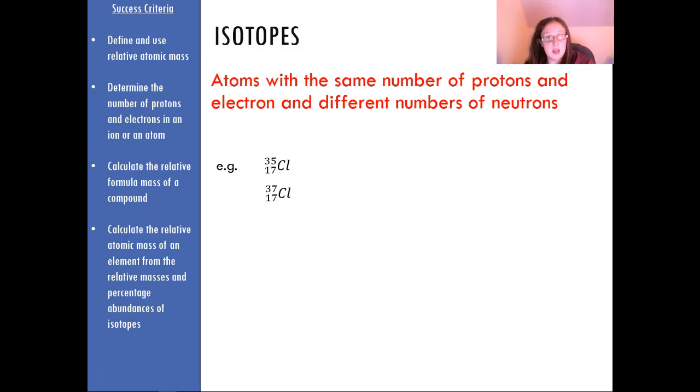Little note on isotopes. These are atoms with the same number of protons and electrons but different number of neutrons. So for instance here I've got 2 different isotopes of chlorine. I've got chlorine 35 and chlorine 37. They both have 17 protons because that's what makes them chlorine. They both have no charge, so they both have 17 electrons, but chlorine 35 has got 18 neutrons and chlorine 37 has got 20 neutrons. So they are the same element, but they are different isotopes.